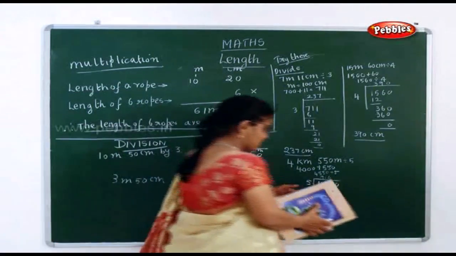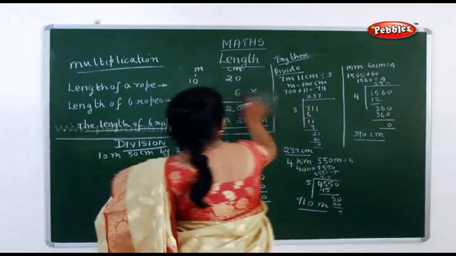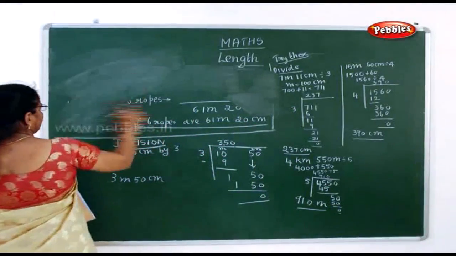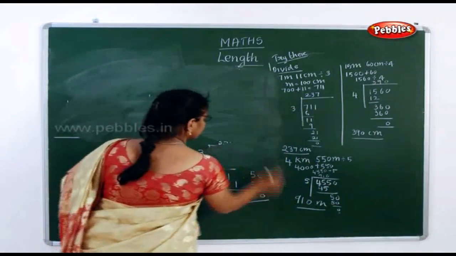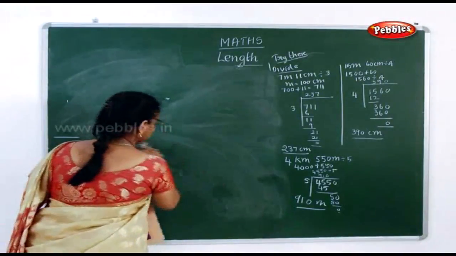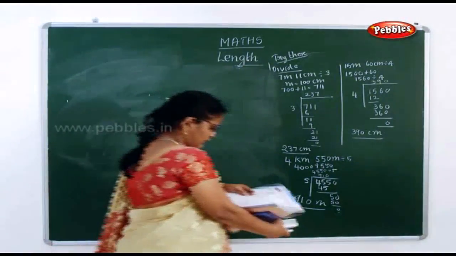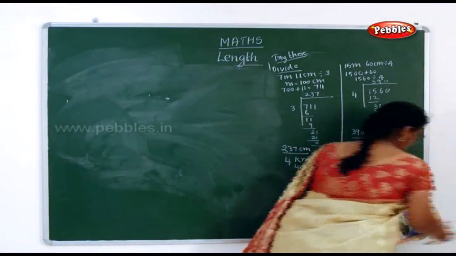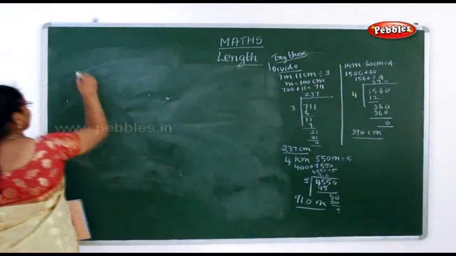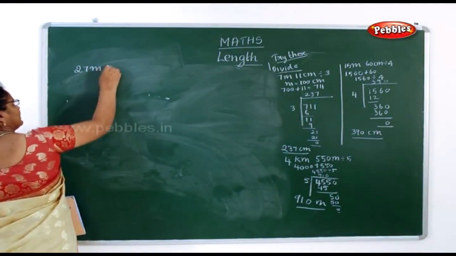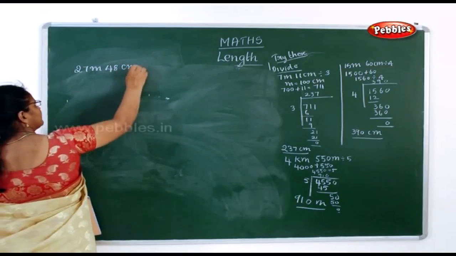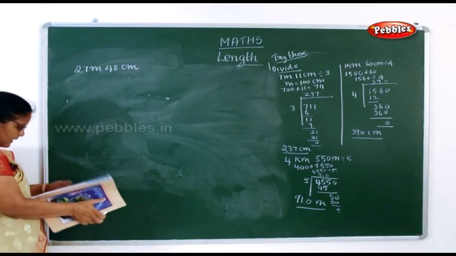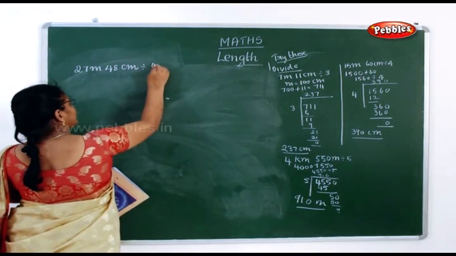Now next sum, what is your next sum given in your book? Can anyone tell me what is the next sum? You try these. What is the next sum given? 27 meter and 48 centimeter. What is it? 27 meter and 48 centimeter divided with what? Divided with 6. You have to divide with 6.